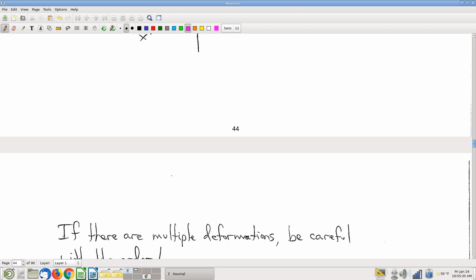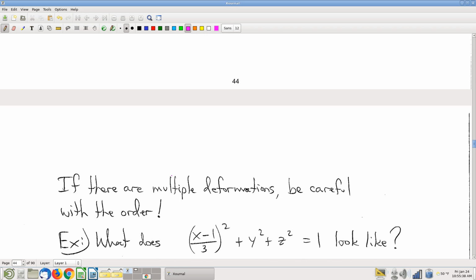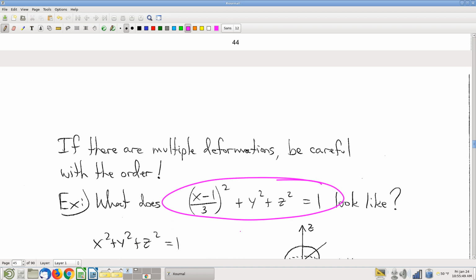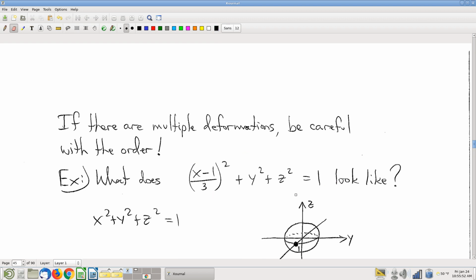A little word of warning. You have to be careful if there are multiple deformations happening. For example, suppose you have this equation, and you notice quickly it looks a lot like x squared plus y squared plus z squared. So we know we're going to start with a sphere, and we're going to algebraically fiddle with the equation to turn it into that, and then correspondingly geometrically fiddle around to get the surface that this represents. Be careful about the order.